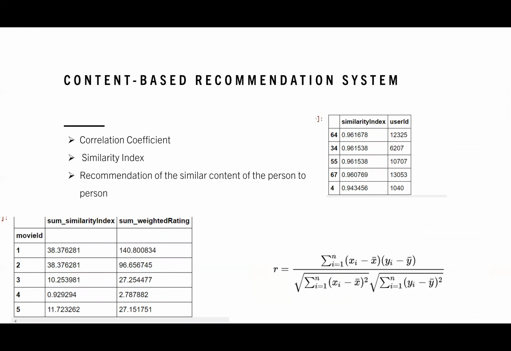The last one is the content-based recommendation system. We use the correlation coefficient to find items that have similar features and then promote them to the user. Using this similarity index, we recommend similar content to the person or to other persons.